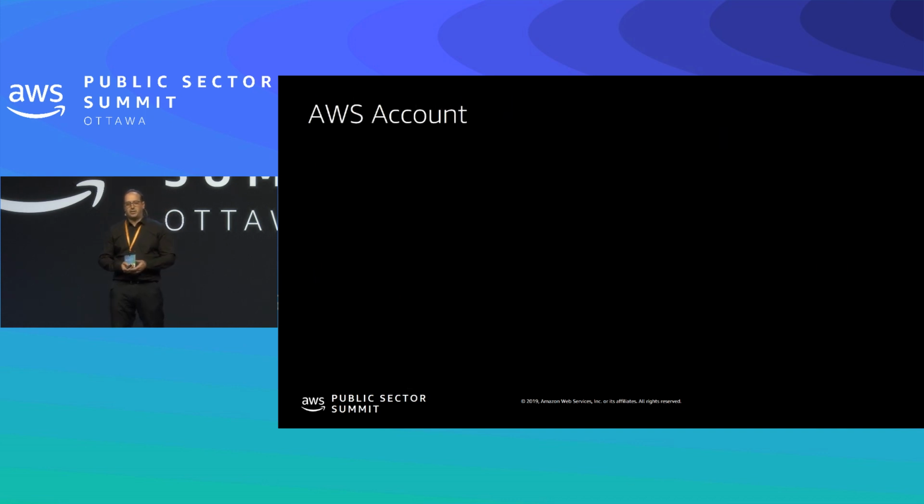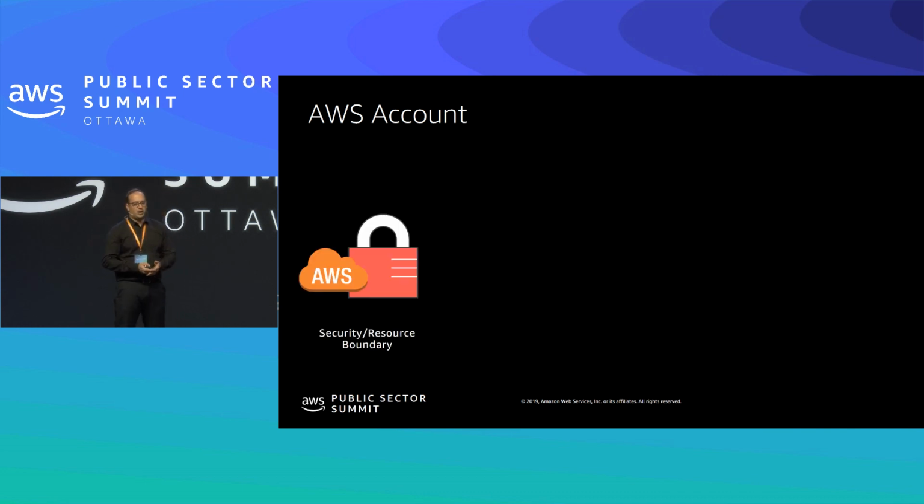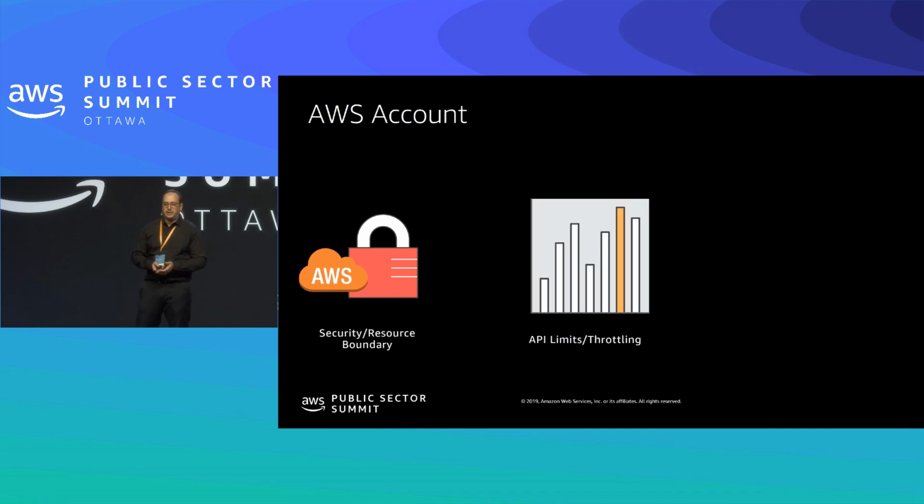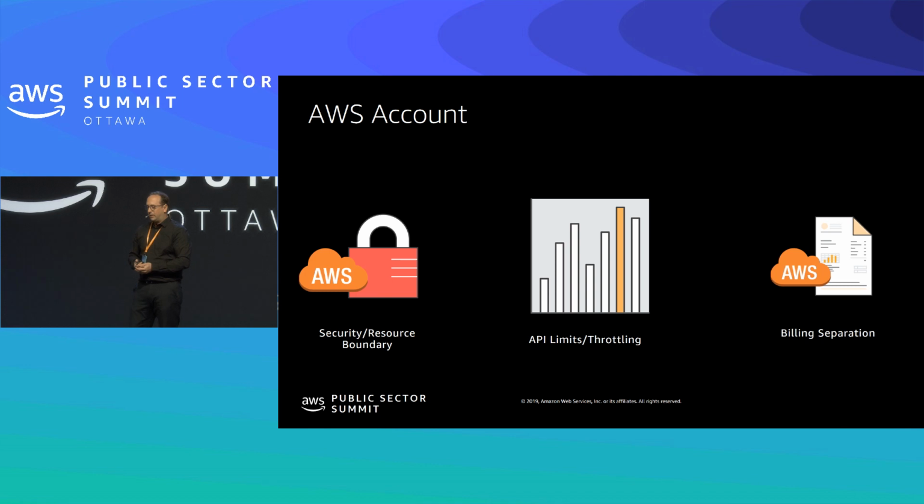So let's take a minute to talk a little bit more about an AWS account. Anyone can open an AWS account. It's the same steps. But what you may not realize is that you don't just have to have one. And we're going to talk about why you would want more than one, to build on the same idea of isolation. One of the main reasons, of course, is that the AWS account is the highest level of security and resource boundary. Each AWS account starts off with a set of API limits and throttling. For example, you can launch 20 EC2 instances, or virtual machines, before having to request an increase in that amount. And you have the highest level of billing separation with an AWS account. You get the greatest visibility.